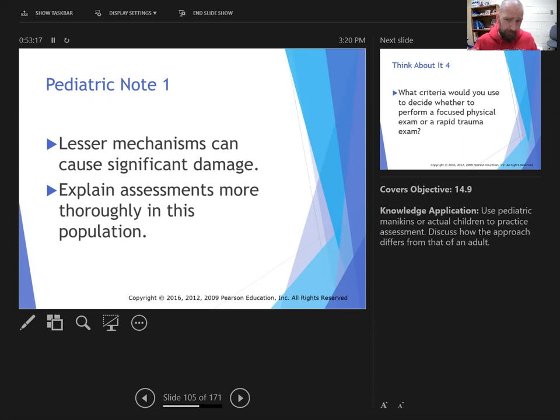When we're doing a rapid trauma assessment on a patient, to make sure that the patient is comfortable with pediatric, with younger kids, instead of starting at the head and working your way down, we're going to start at the toes and work our way up. Okay.